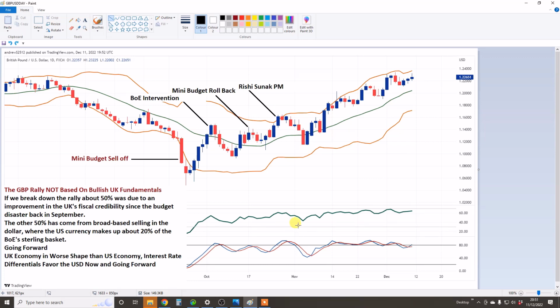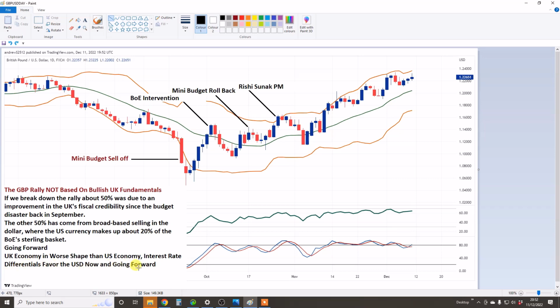Then we dip back a bit, and then you get the broad-based dollar sell-off, which powers sterling higher. Now, the UK economy is in worse shape than the US economy. It's debatable. The US economy might go into recession. I think the UK is already there. You've got the energy hit on all European currencies, which isn't as severe in the US, obviously. Interest rate differentials favour the USD now and going forward.